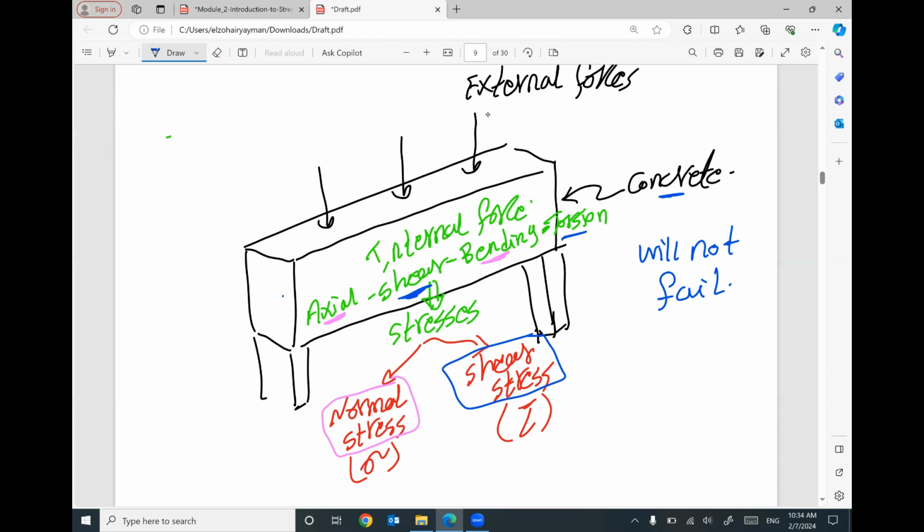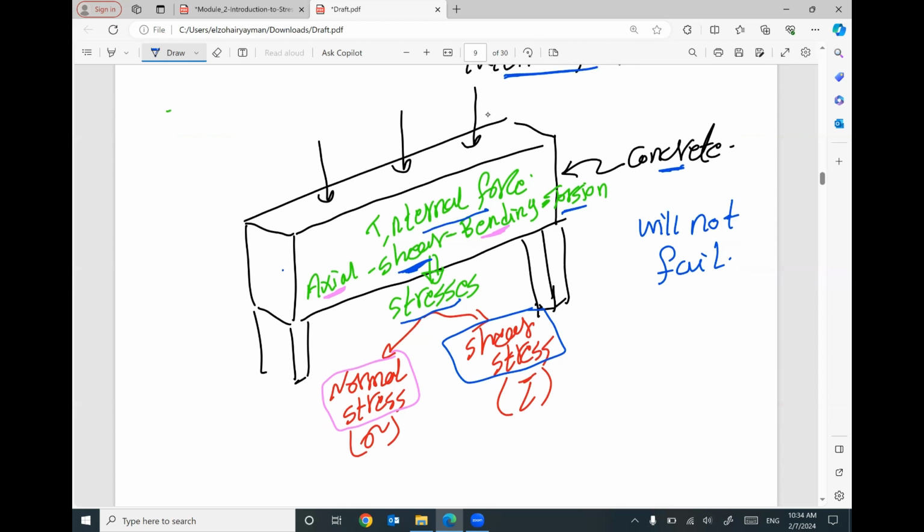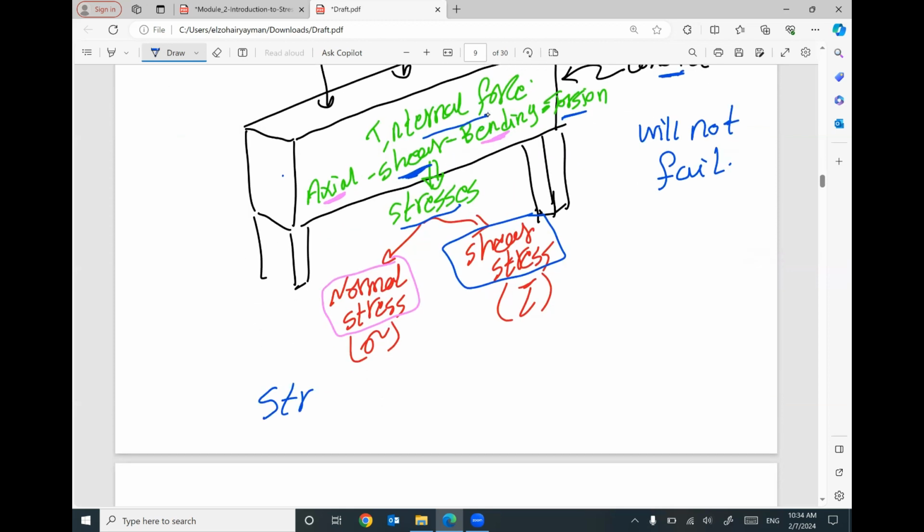We have a beam made from a certain material, and this beam is under the effect of external force. So the story is the external forces will cause internal forces. These internal forces will cause stresses. To make sure these stresses are safe, or to make sure this beam will not fail, these stresses must be smaller than or equal to at least the allowable stress.